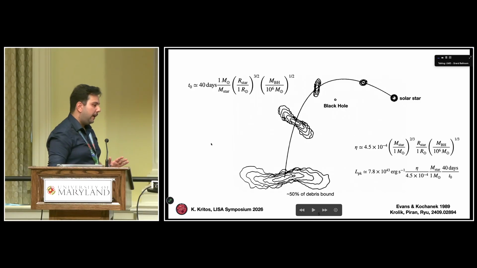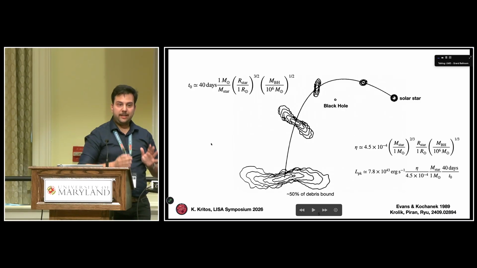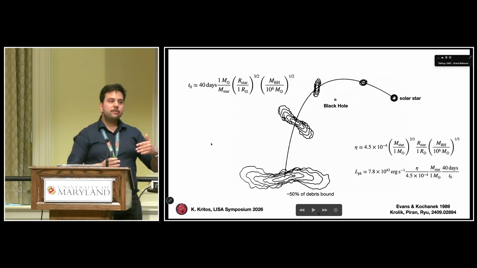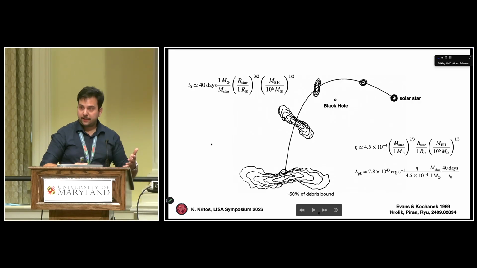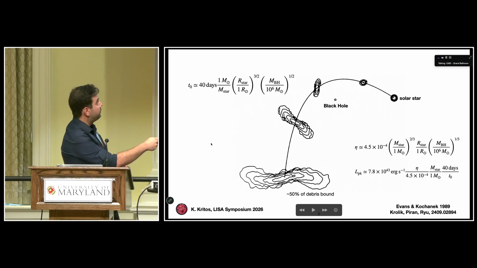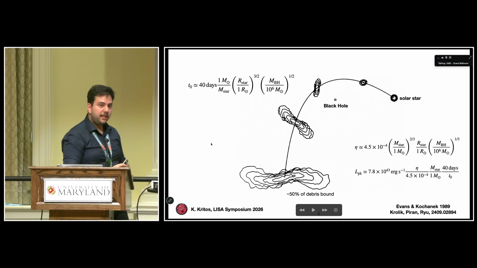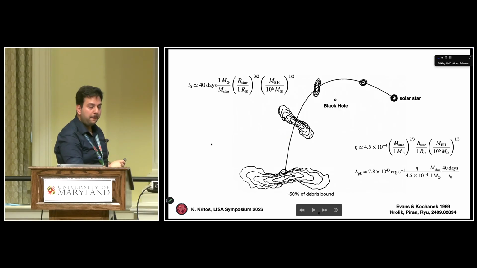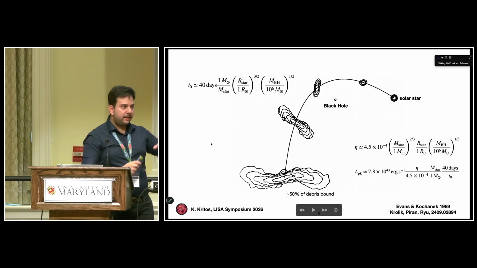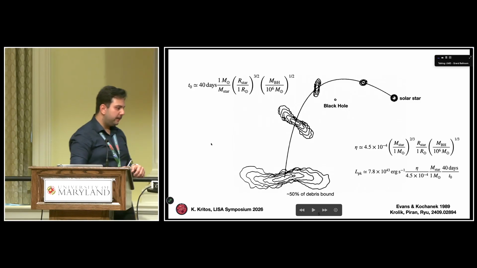These are multi-messenger transients. In other words, they don't just emit gravitational waves, they also emit electromagnetic waves. This is the disruption of a sun. If the sun comes very close to Sagittarius A star, Sagittarius A star is going to apply a torque to the star. It's going to tidally destroy it. Approximately 50% of the debris is bound to the black hole because it's nearly on a parabolic orbit.